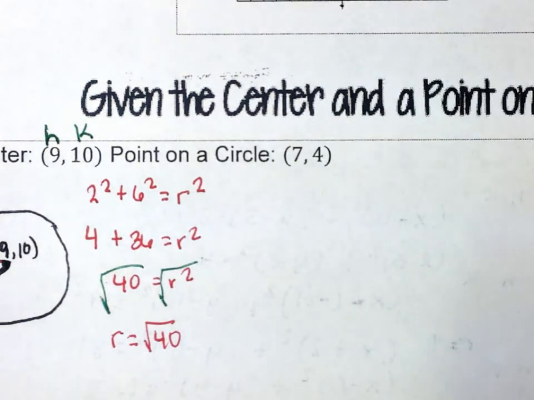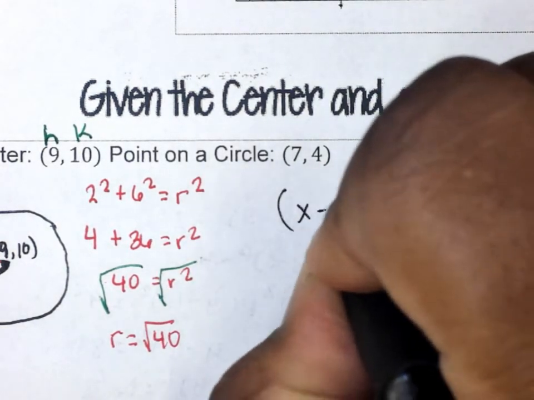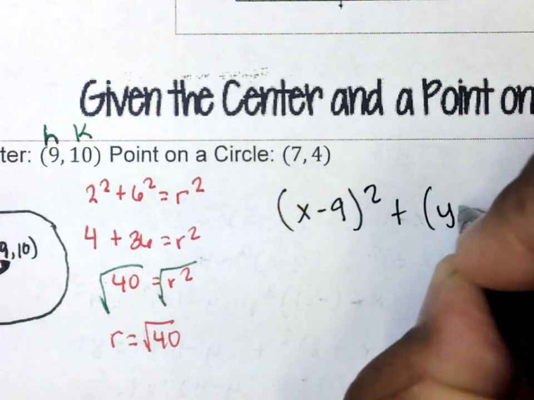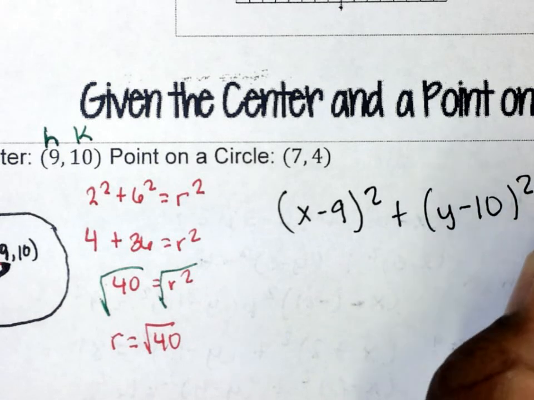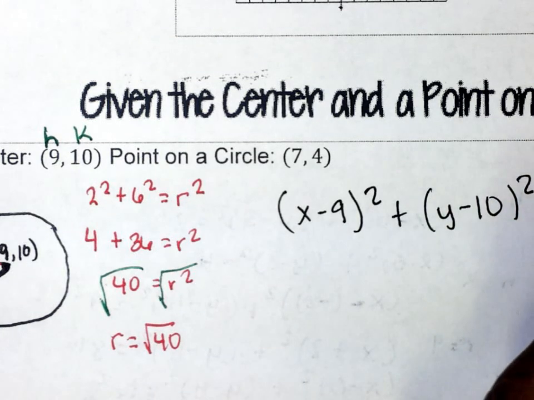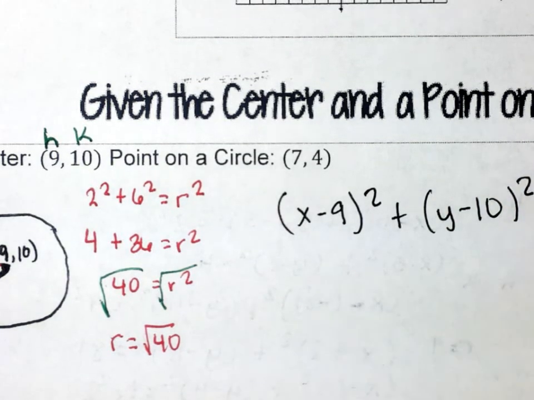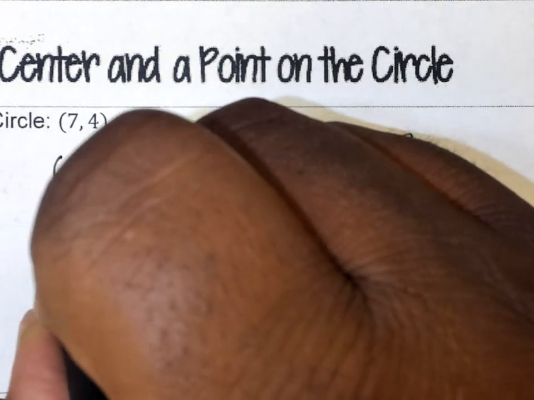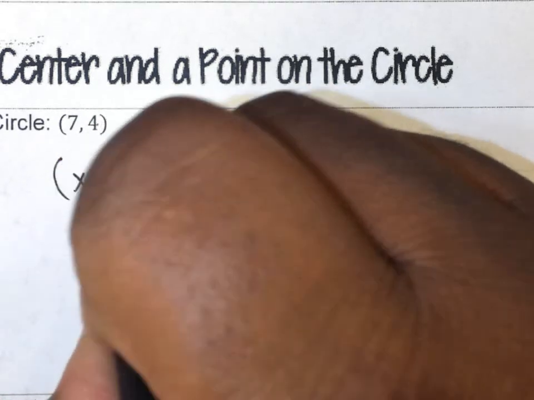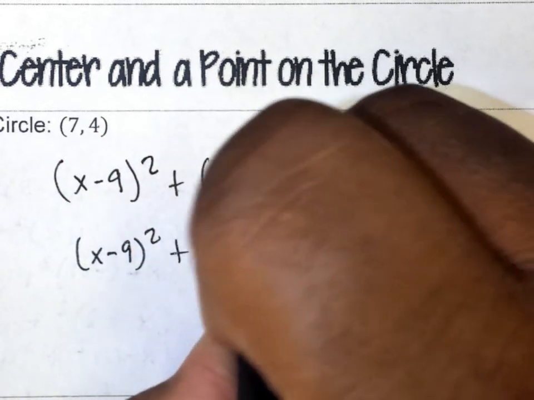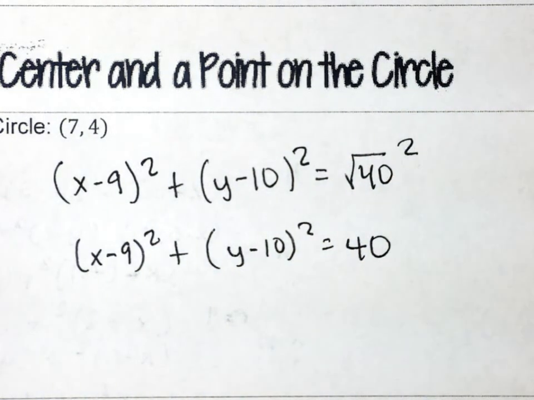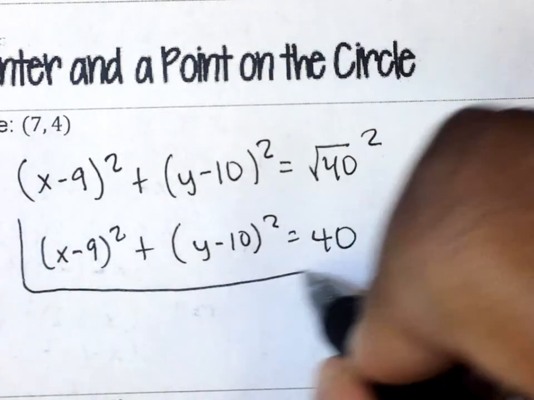Out to the right here: x minus 9 squared plus y minus 10 squared equals square root of 40 squared. My bad, I wasn't showing you all that. And then from there, just clean it up: x minus 9 squared plus y minus 10 squared equals 40. Guess I'll box that.